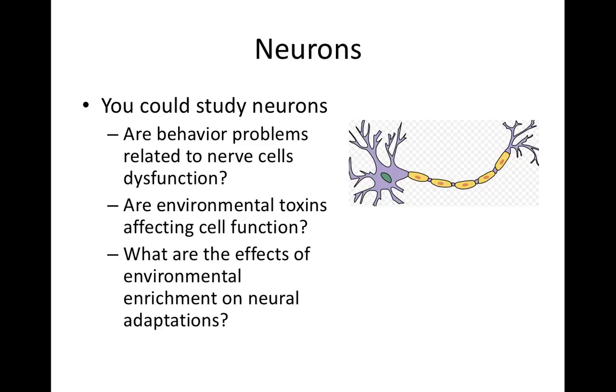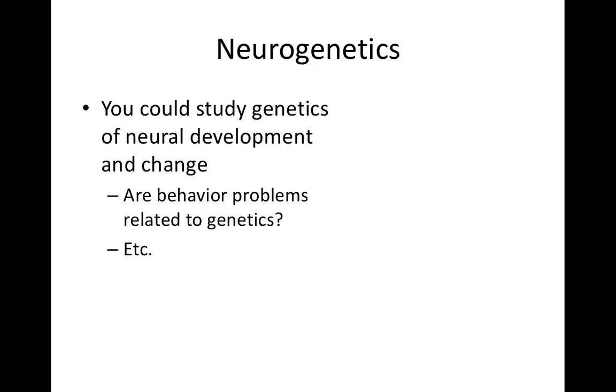We could ask more generally, what are the effects of environmental enrichment on neural adaptations? This might be a question that informs our answer about misbehavior in Miss Johnson's class. We could go on even further. We could study neurogenetics. Does Michael have a genetically inherited condition that affects his behavior, like Fragile X syndrome, or Prader-Willi syndrome, or Angelman syndrome, or Down syndrome? So that would be a study at the neurogenetic level.